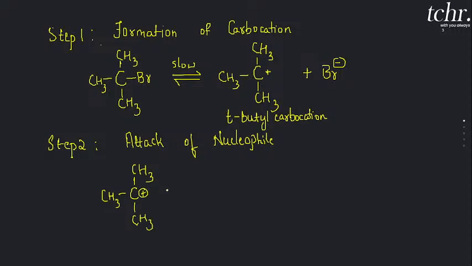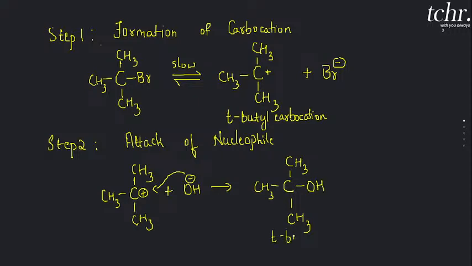Now the new nucleophile, that is the hydroxide ion OH minus, attacks the carbocation, and that leads to the formation of a new product, a new bond between carbon and OH minus ion, and you get a new product, tertiary butyl alcohol. So what I get here is tertiary butyl alcohol.